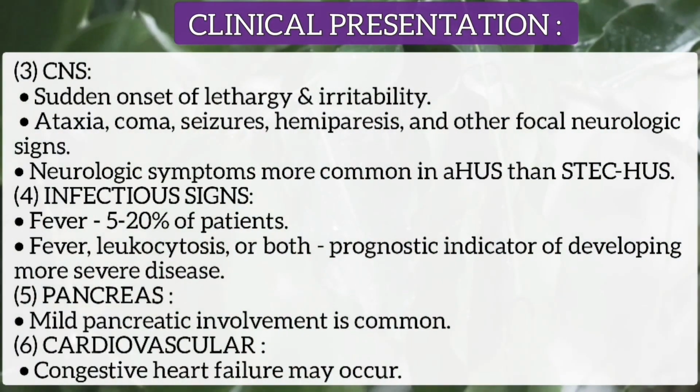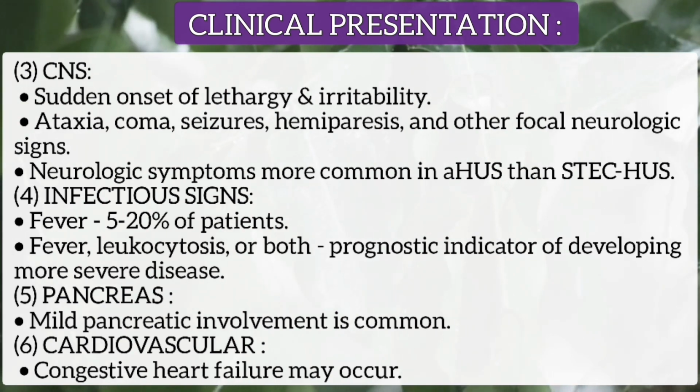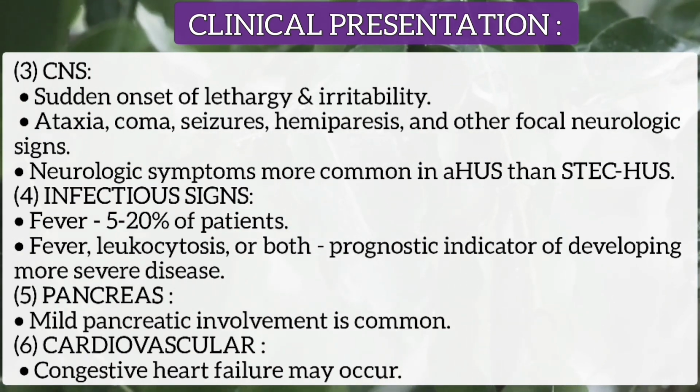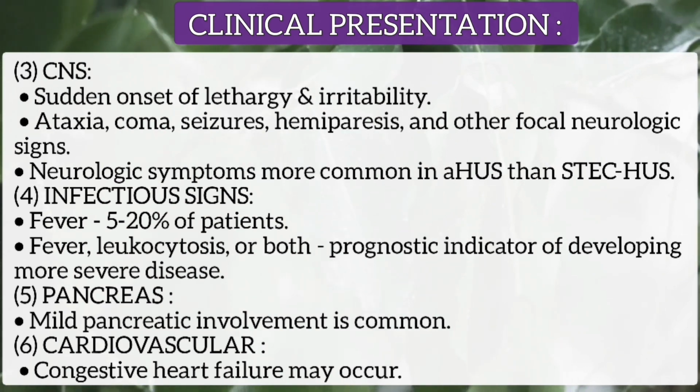In all types of hemolytic uremic syndrome, there is sudden onset of lethargy and irritability. Other neurological symptoms including ataxia, coma, seizures, hemiparesis, and other focal neurological signs are more common in atypical type than the typical hemolytic uremic syndrome. Now, fever is usually present in 5 to 20% of these patients, and fever, leukocytosis, or both are the prognostic indicator of developing more severe disease.